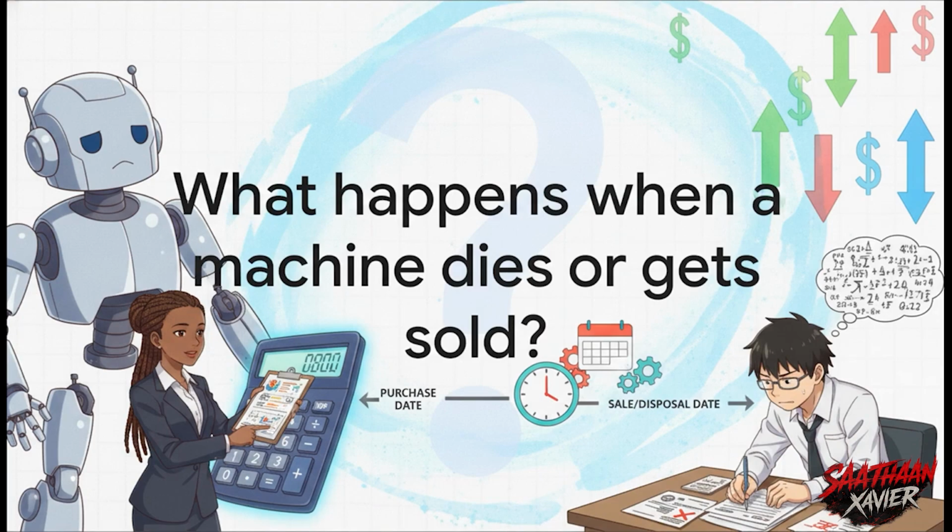So, what exactly happens in the books when a machine finally dies or gets sold halfway through its life? You definitely don't just erase the asset from your balance sheet and call it a day. No way. You have to calculate the precise profit or loss on the exact date of that sale. And honestly, let me tell you, this is a major area where students lose marks in exams simply because they rush the timeline.